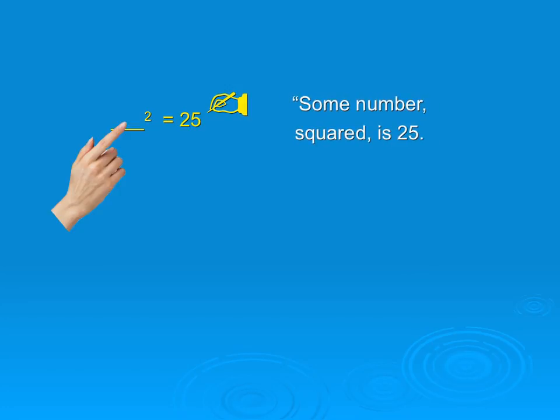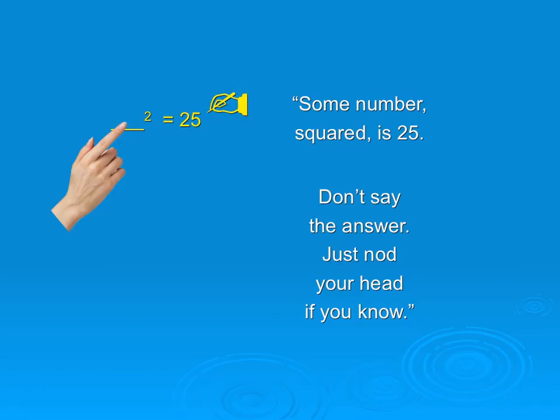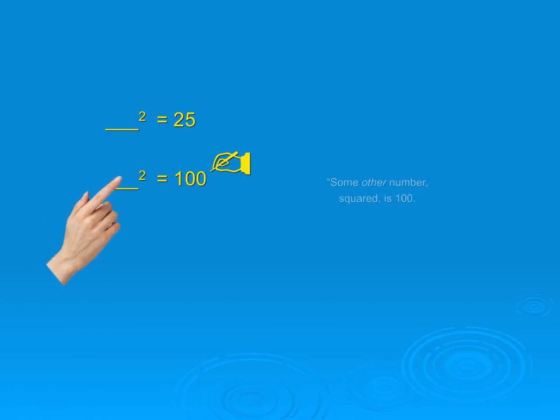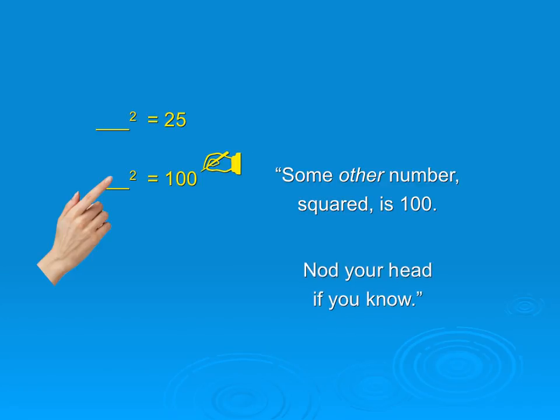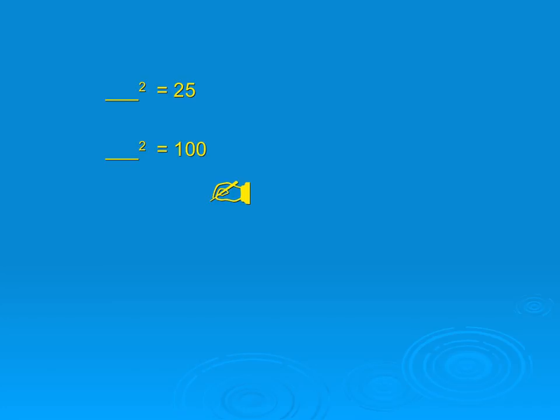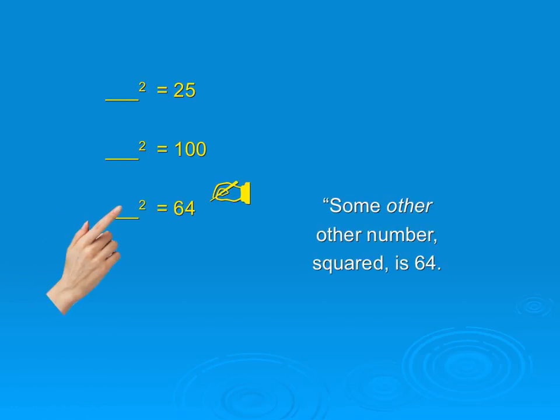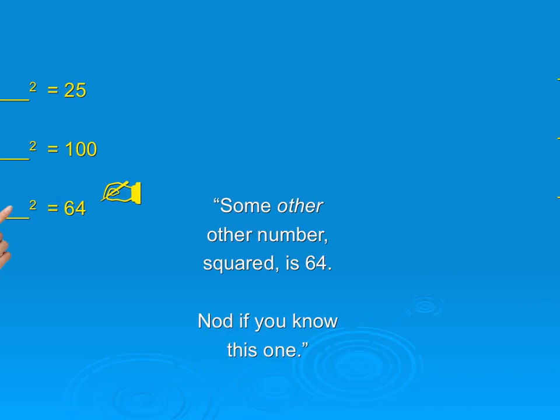Some number squared is 25. Now don't say the answer, just nod your head if you know. Then you write another one on the board. Some other number squared is 100. Nod your head if you know. Then you write another one. Point. Some other number squared is 64. Nod if you know this one.